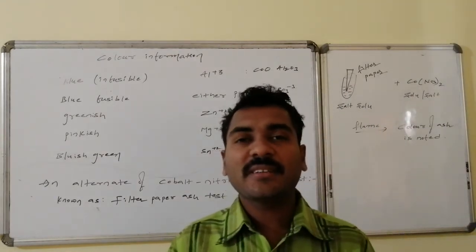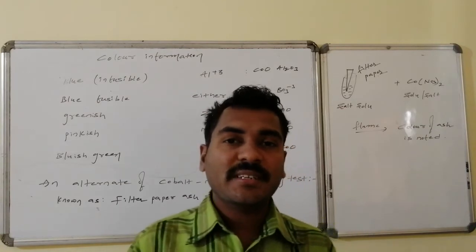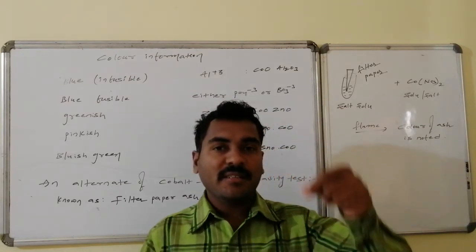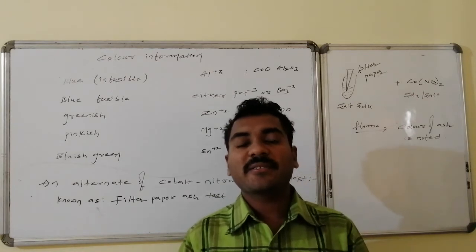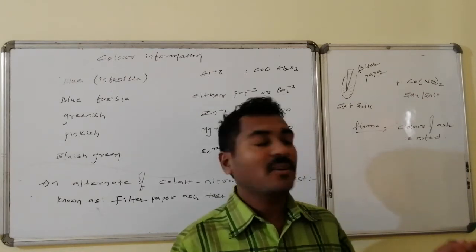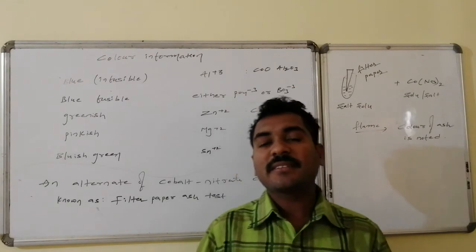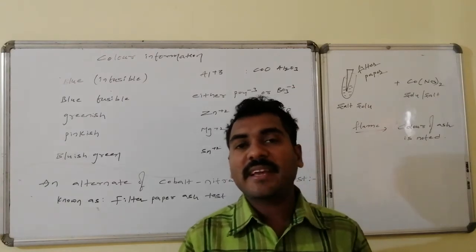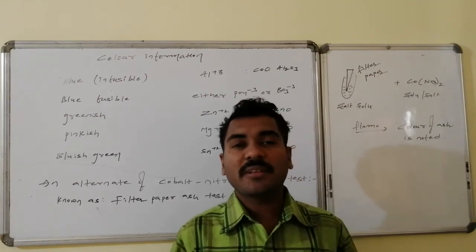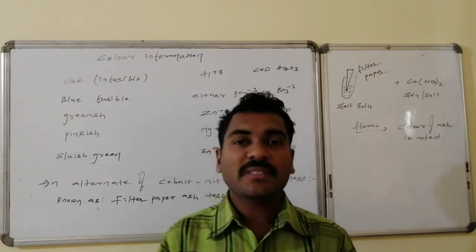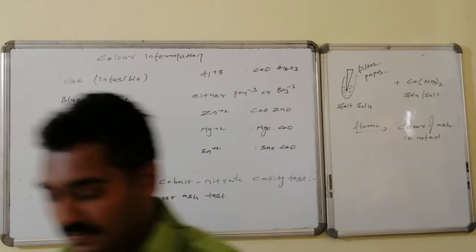Thus, in the alternative method, a solution of the salt to be tested is prepared, and the tip of the filter paper is dipped in it, and to that 1-2 drops of cobalt nitrate solution are added and it is exposed to the flame. As a result, it becomes ash. The color of the ash gives the information about the metal and the metal salt present in the solution.